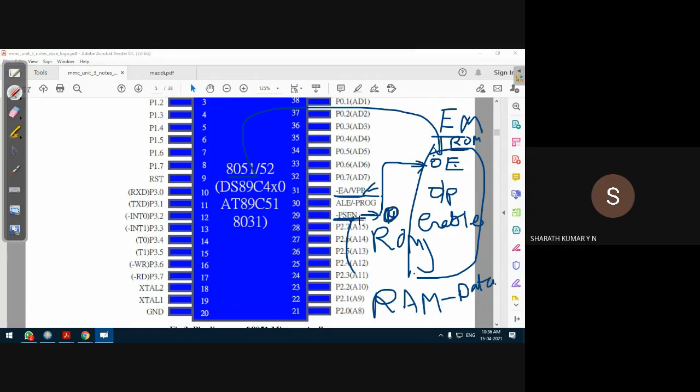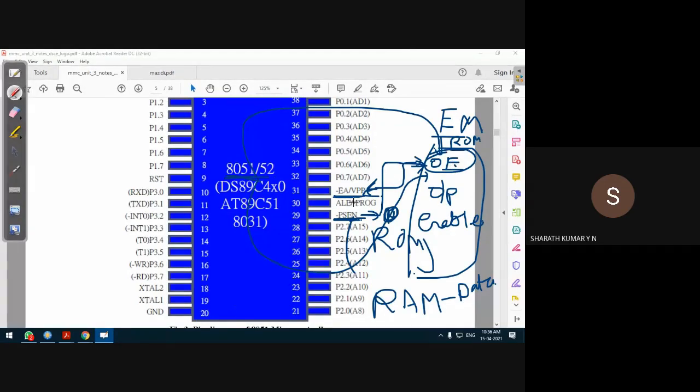PSEN bar, in turn, is an output signal generated by the microcontroller, which enables the external memory. The question here is why we cannot connect this EA pin to both the microcontroller as well as output enable. Not possible. Why? Because the microcontroller may not access external memory always. It will access it only when required.